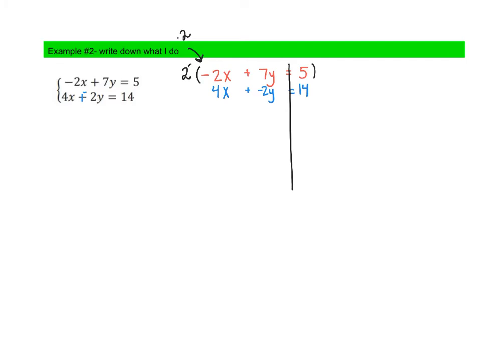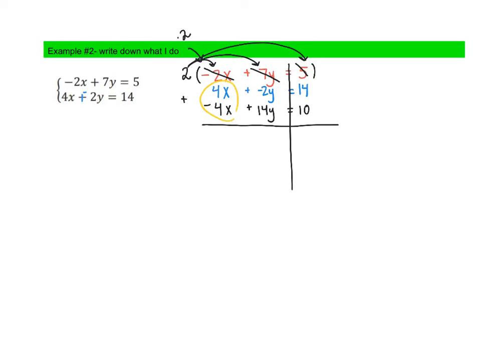So 2 times negative 2 is negative 4x. And I did that one. Keep my plus sign. 2 times 7y is 14y. And I did that one. 2 times 5 is 10. Keep my equal sign. And I did that one. So basically what I did is I just took that whole entire first equation and multiplied it by 2, so that when I add these equations together, my x's are going to cancel, and you'll see that right now.